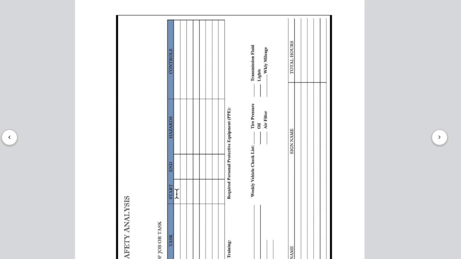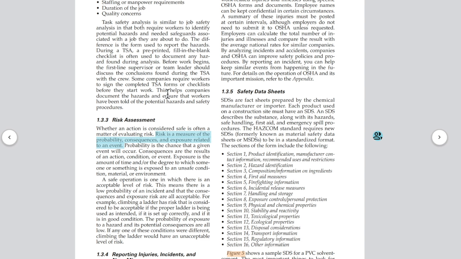Joining PVC pipe, today's date. Hazard is chemical hazard from primer and glue. Control could be the PPE worn: gloves, glasses, and face mask, or some sort of respirator. You would prefer to have this type of setup done outdoors so you can have even more ventilation. Risk assessment. Whether an action is considered safe is often a matter of evaluating risk. Risk is a measure of the probability, consequences, and exposure related to an event.